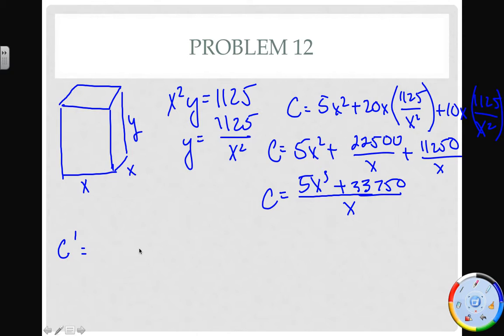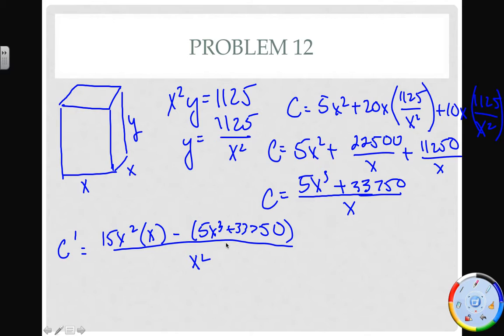C prime is going to be 15x squared, the derivative of the top, times the bottom, minus the derivative of the bottom, which is 1, times the top, all over the bottom squared. If I simplify this numerator down a little bit, I get 15x cubed minus 5x cubed, and I get 10x cubed minus 33750 over x squared.